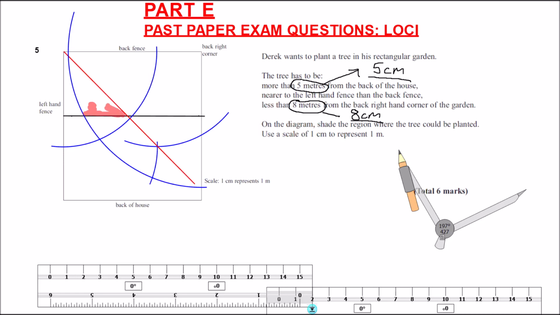So take care to not go over your lines too much. I know I'm being a hypocrite because I just have. And colour in as accurately as you can and as clearly as you can, so the examiner has very little doubt and no real option apart from to mark you correct. And there you go, that's the region we need to be shading. So that's question 5 completed.